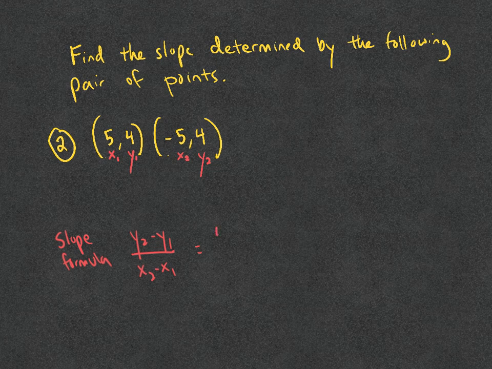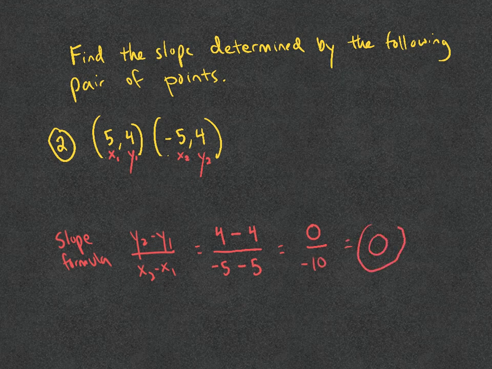Y2 is 4 minus y1, which is also 4. On the bottom, we've got x2, which is negative 5. And then we're subtracting whatever x1 is, which is 5. So on top, we've got 4 minus 4, which is 0. On bottom, negative 5 minus 5 is negative 10. And then 0 over anything just simplifies to 0.